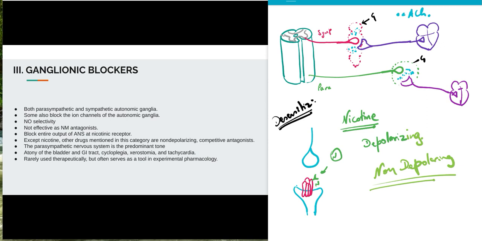Definitely. Okay. So we understand that if it is an acetylcholine function, then depending on which nicotinic area you are blocking, either sympathetic activity will be there, or parasympathetic activity will be there.